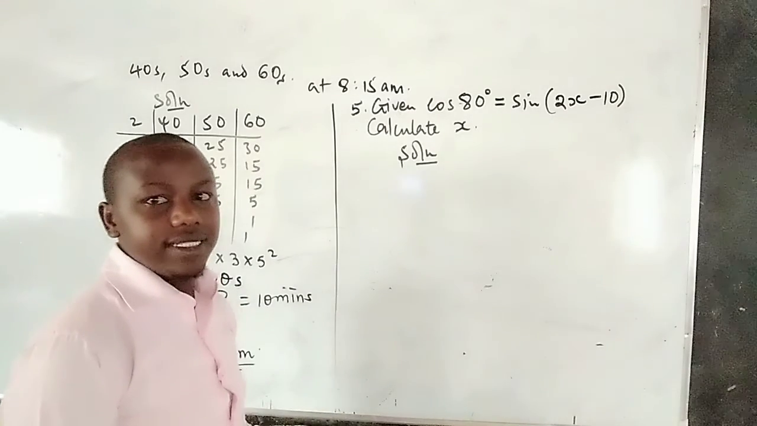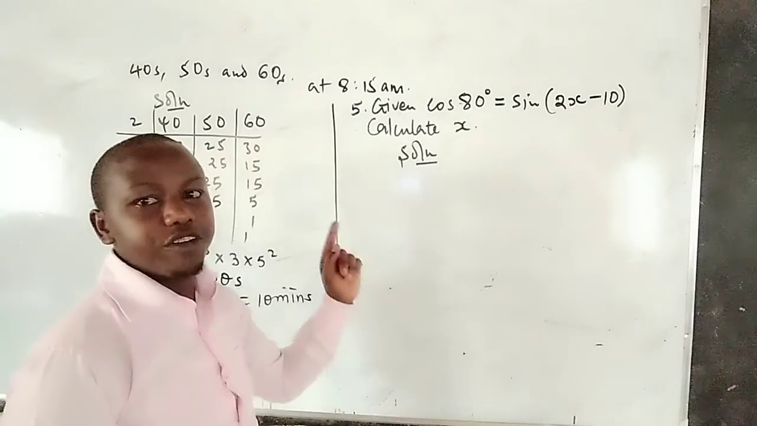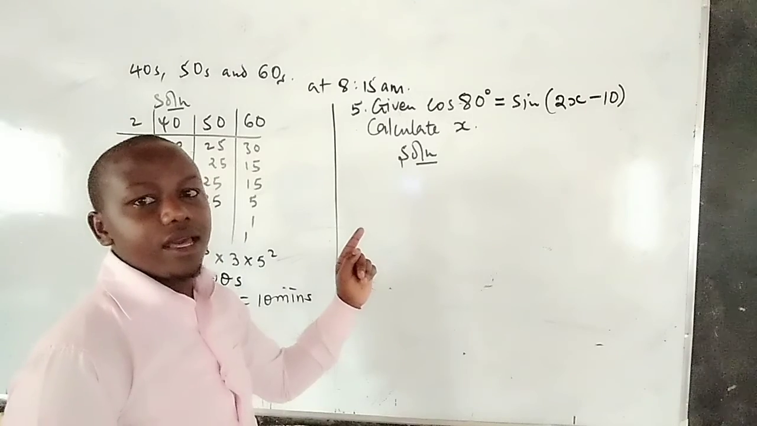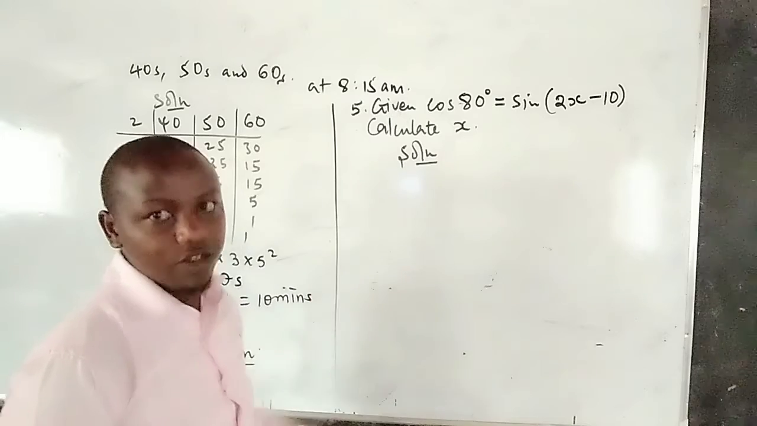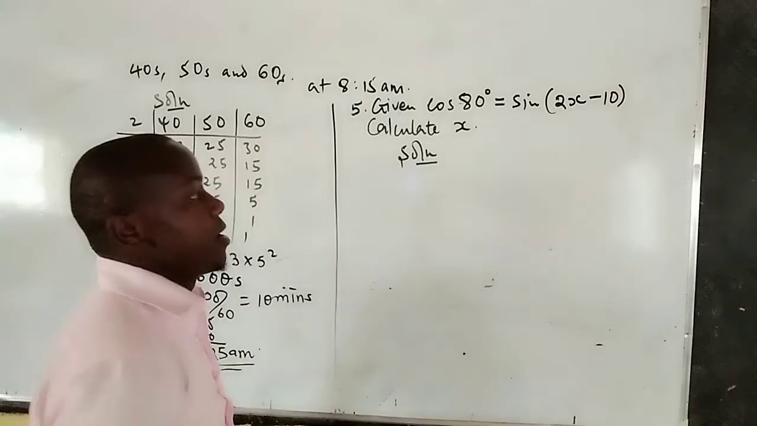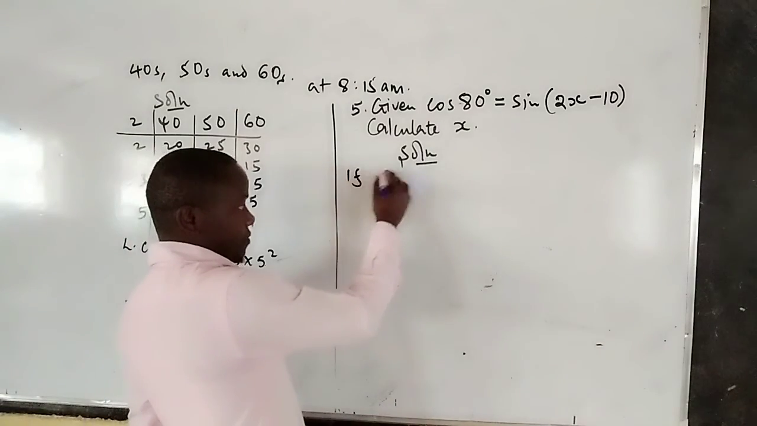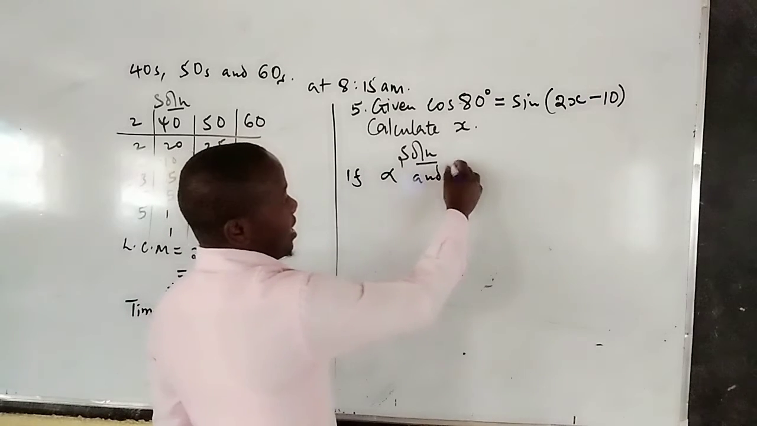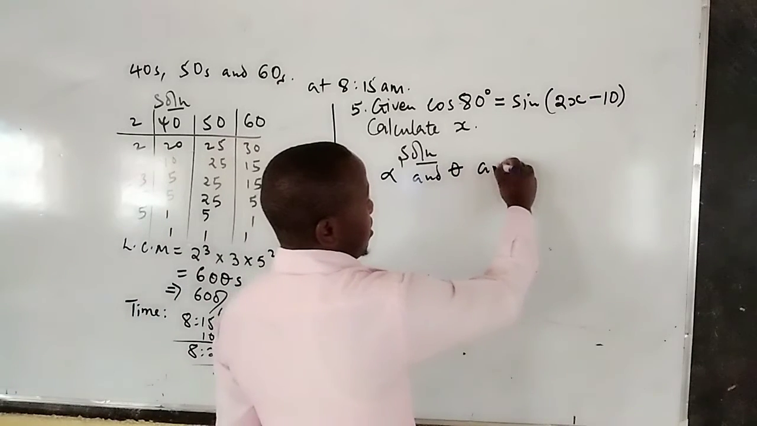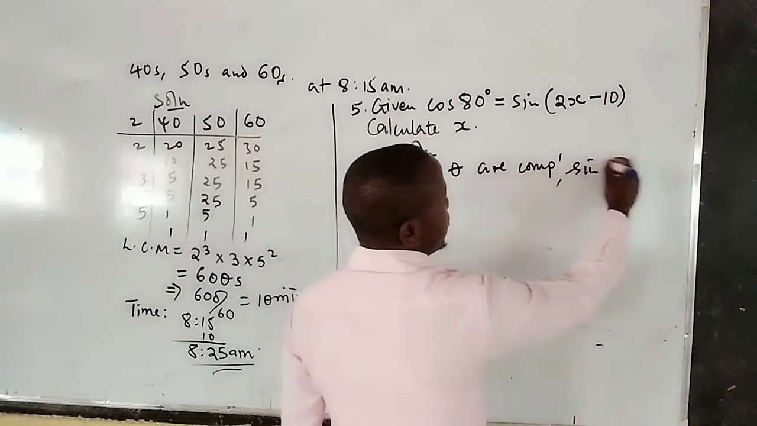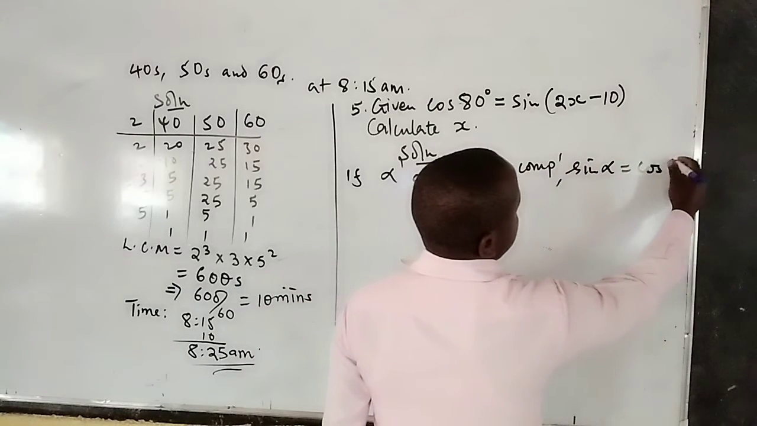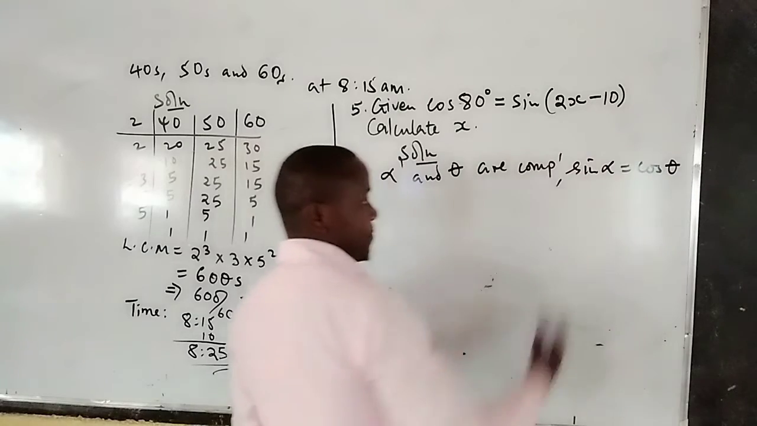So in this case, we should remember the principle of complementary angles, which says that if two angles, alpha and beta, are complementary, or they add up to 90, then the sine of one should be equal to the cosine of the other, and vice versa.